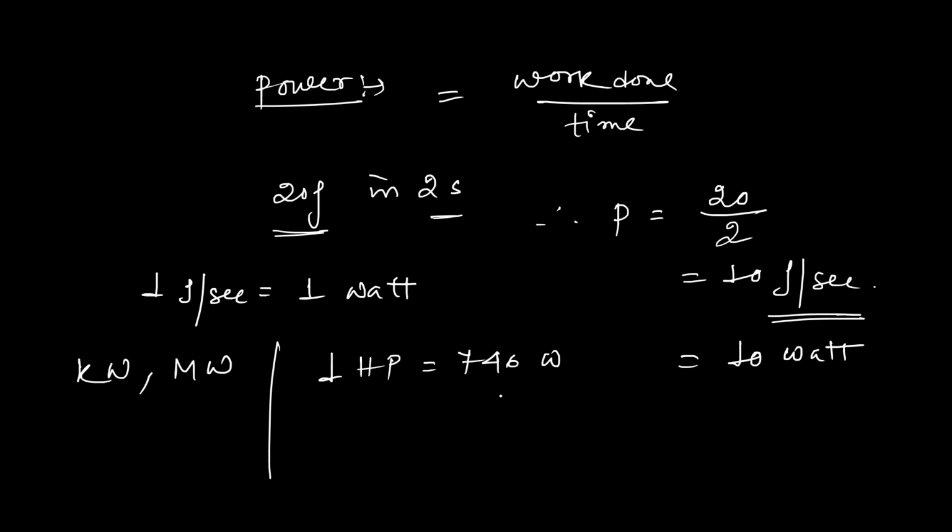The concept of horsepower came when steam engines were introduced, and they were largely employed for doing work formerly done by horses. So what is the work done by a healthy horse? It is measured in horsepower. So 1 horsepower is 746 watt.